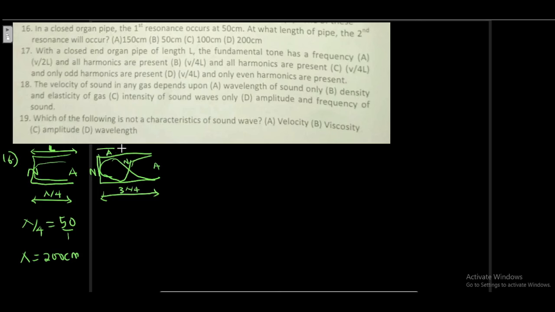So we are looking for the length L. From what we see here, L is equal to 3 lambda over 4. And remember, we've already calculated the wavelength to be 200. The wavelength will be constant for the two of them. So we're going to have L equals 3 times 200 all over 4. And that will give us 150 cm, which is option A.